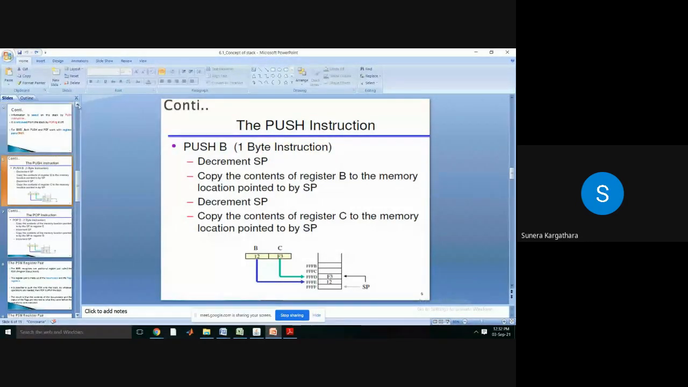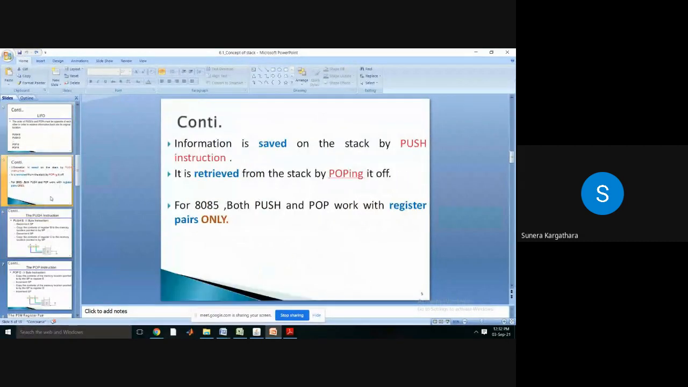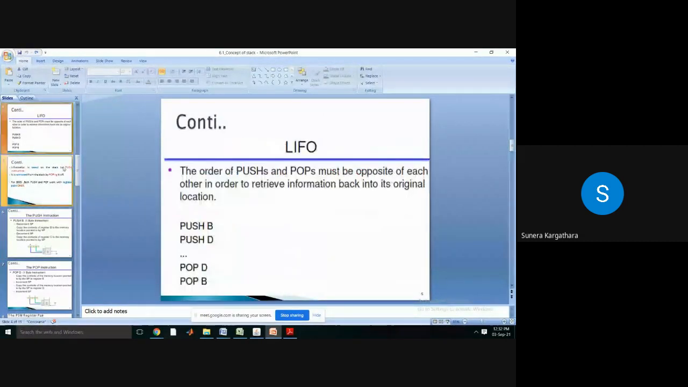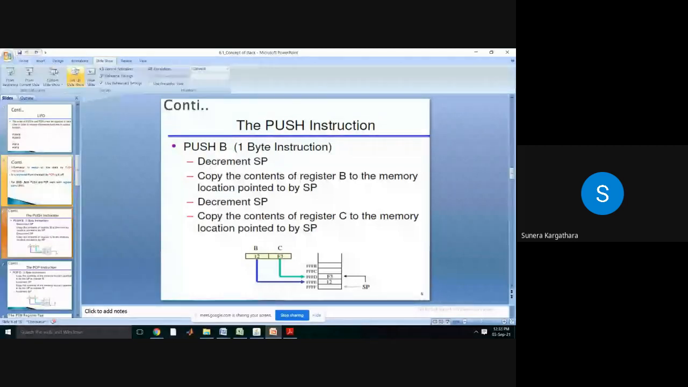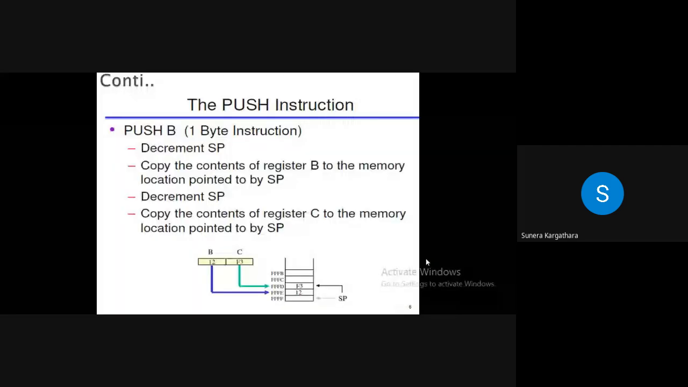Correct, students. So what I discussed here is how data is stored onto and retrieved from the stack. Now, students, try to be very clear about the process behind the push and pop instructions. As I mentioned, whenever you use push and pop, the very first thing you need to do is initialize the stack pointer. Suppose I'm initializing my stack pointer with FFFF.